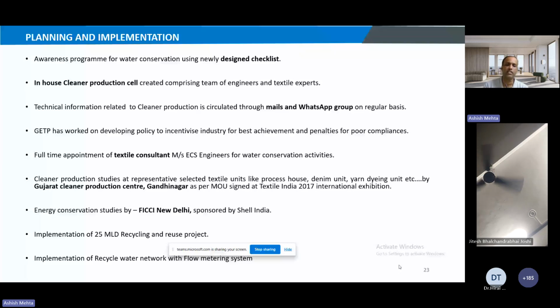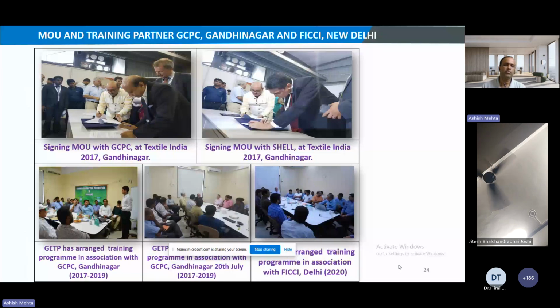We appointed a full-time textile consultant. We appointed GCPC Gandhinagar to carry out studies for these units and help them understand how they can improve in this area. We appointed FICCI New Delhi for energy conservation and water conservation, supported by Shell, and this all helped us in achieving our recycling and settled system. The MOU was signed with GCPC and Shell for CP assessment, and then there was a series of training programs for water audits and cleaner production assessment at the CETP and the ZLD plant level.